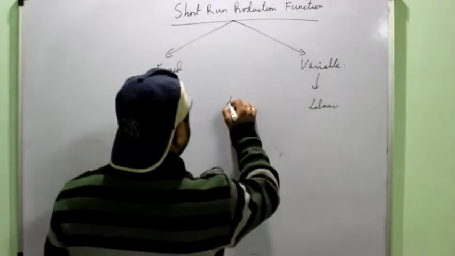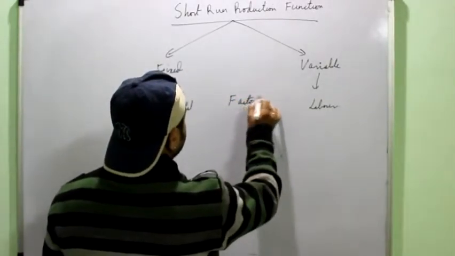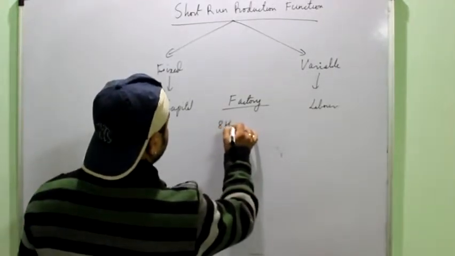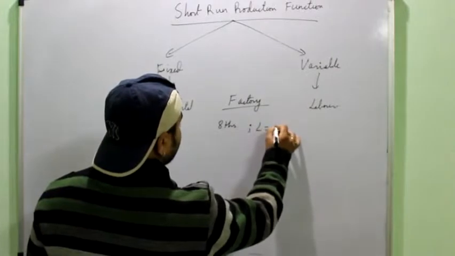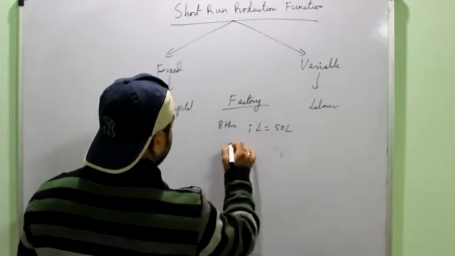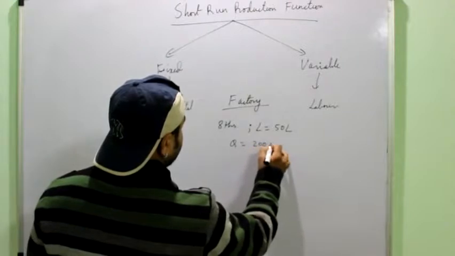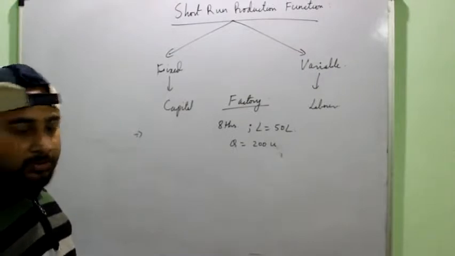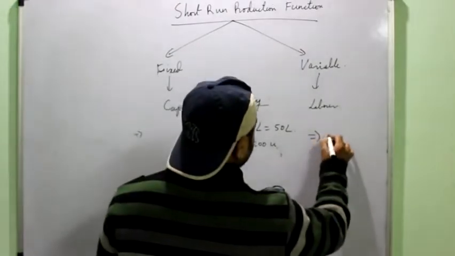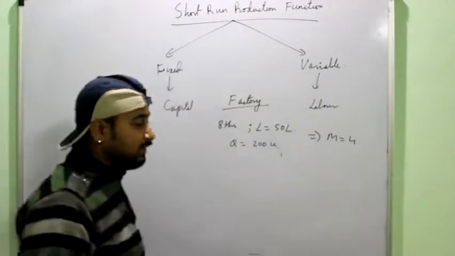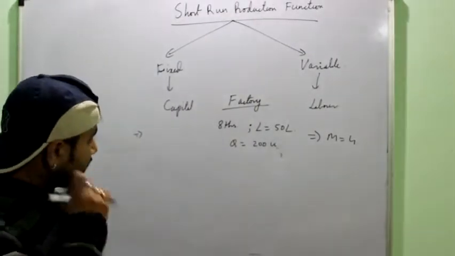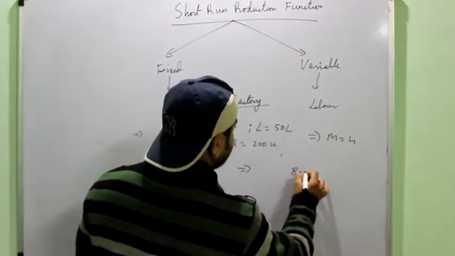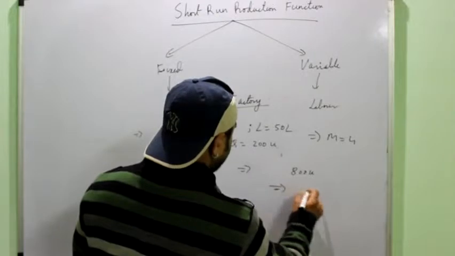Just take an example of a factory. Suppose it is working 8 hours a day with 50 laborers and producing total output of 200 units along with 4 machines employed in the particular factory, right? Now suppose this particular factory gets an order of say 800 units to be supplied within say 2 days.